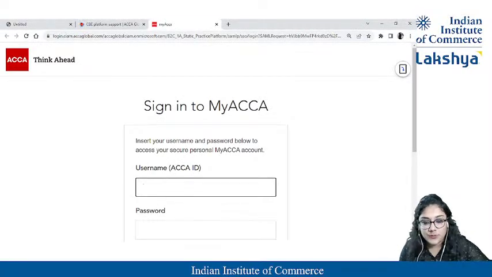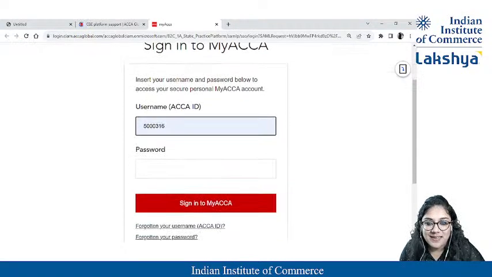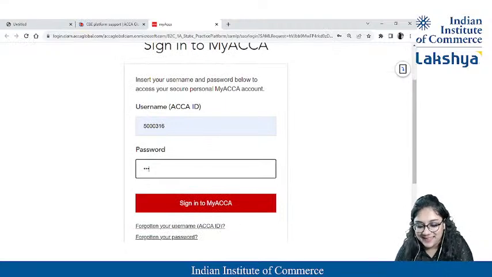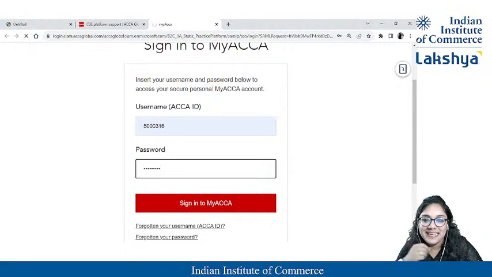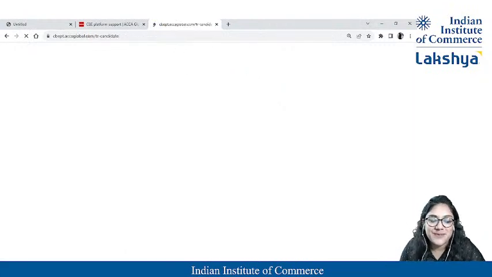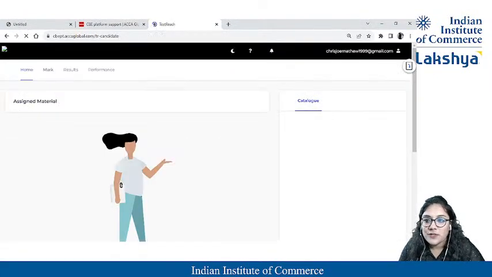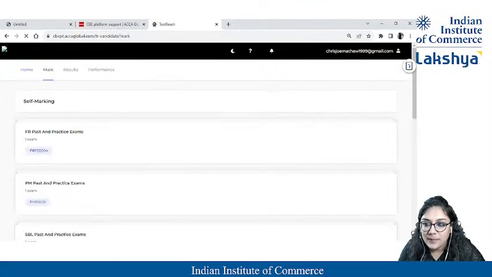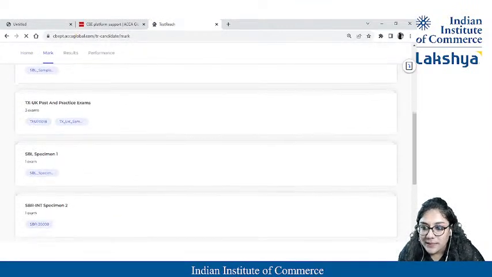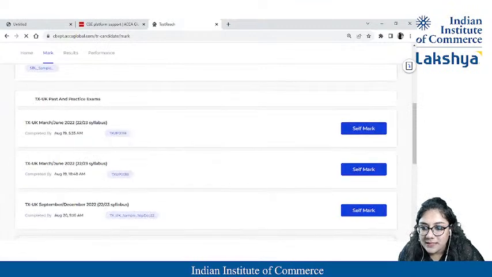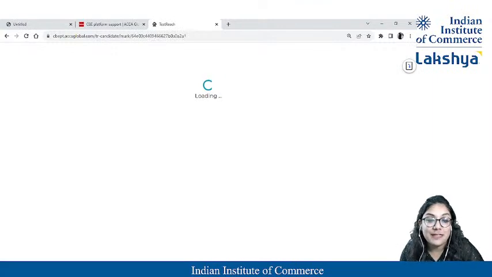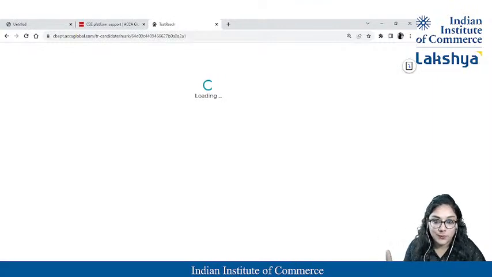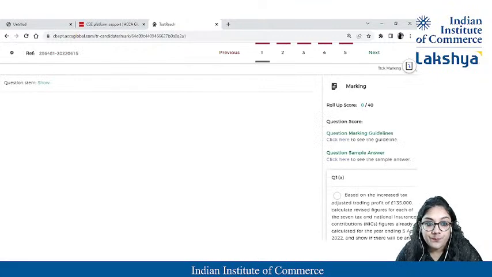Again logging into my student's ID. Thanks a lot for helping me out with the ID, because I don't have a student's ID. Over here I have already assigned the material to myself, so I'll check out the question for past practices, and that is for June 2022. I'll open that and self mark. If you can check, the question is visible over here too.